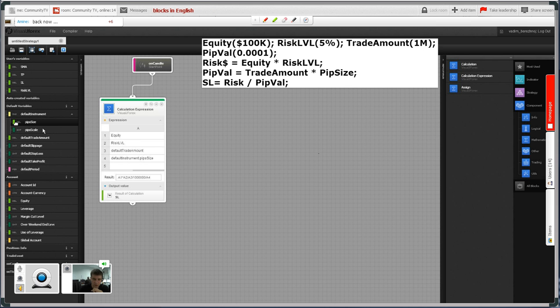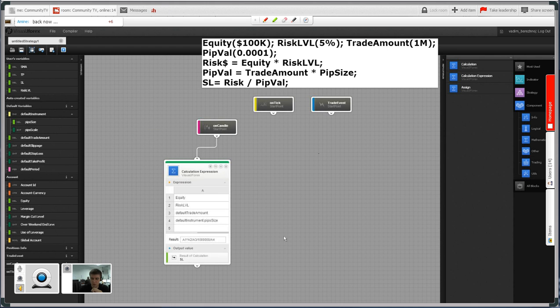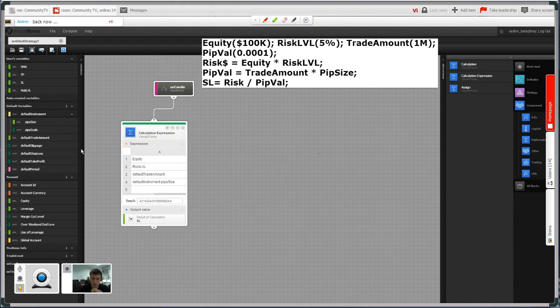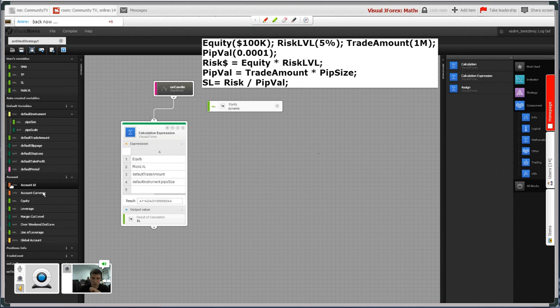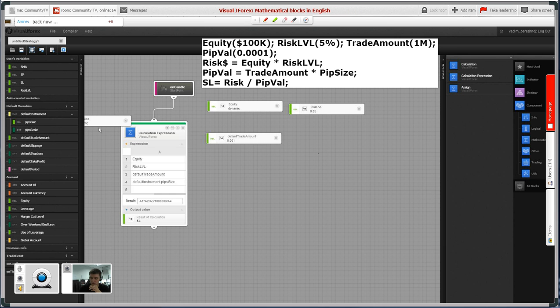Come on. Where is it? Here it is. First EQT, then risk level goes here. Default trade amount and pip size value. In result, we got stop loss level in pips.